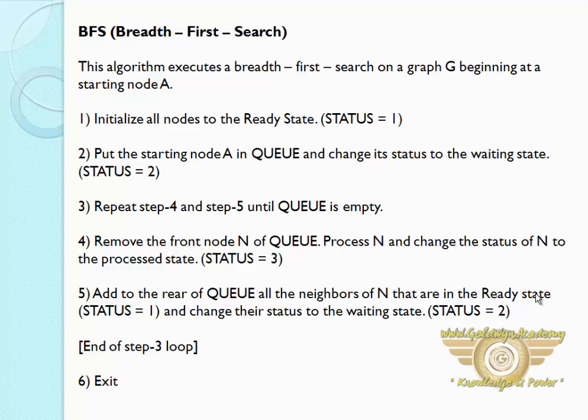Step 4. Remove the front node n of queue, process n and change the status of n to the processed state, status equal to 3. Step 5. Add to the rear of queue all the neighbors of n that are in the ready state, status equal to 1, and change their status to the waiting state, status equal to 2. Step 6. Exit. So this was all about graphs.